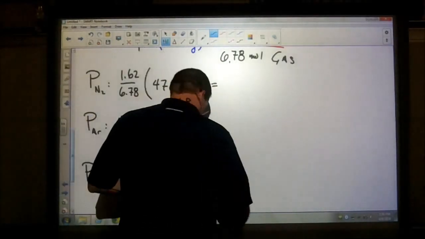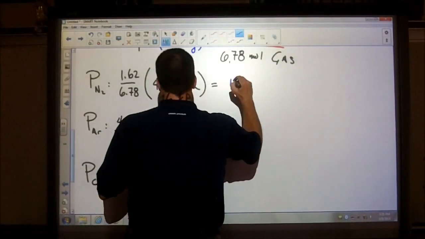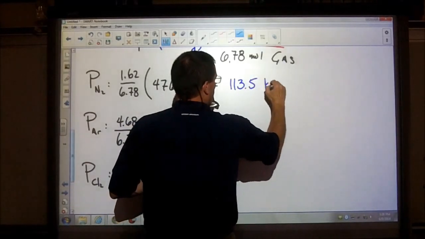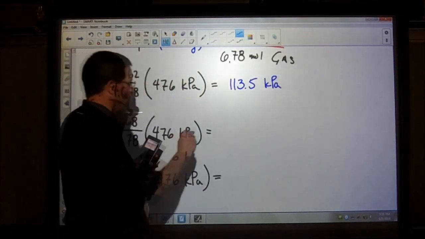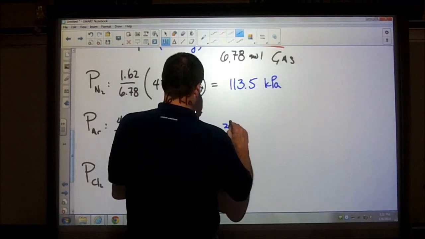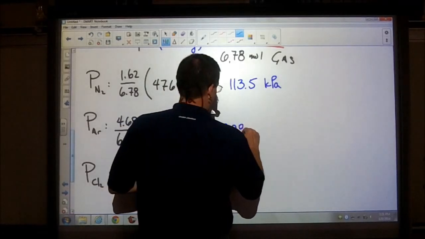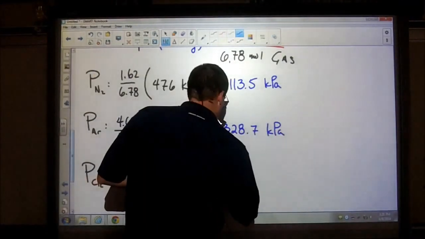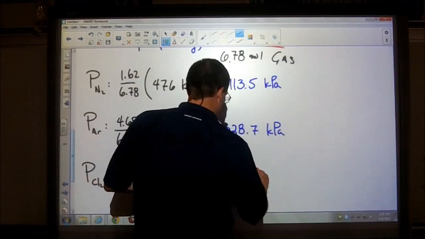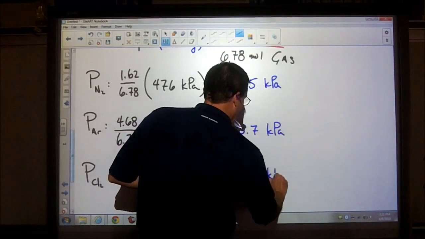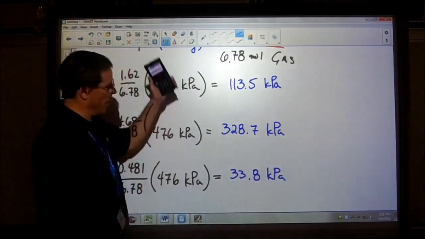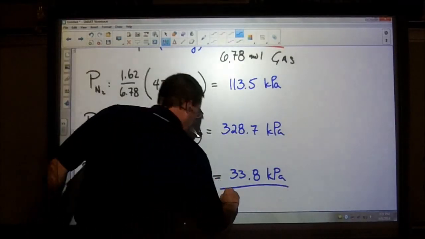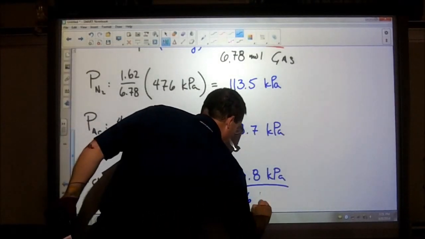So that equals 113.5. I'll go ahead and put the 0.5 on there. This one equals 328.7. And this one equals 33, we'll say 8 kilopascals. And if I add all those up, I'll be willing to bet that that's equal to 476 kPa.